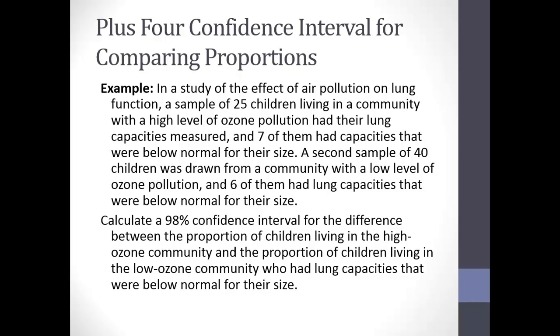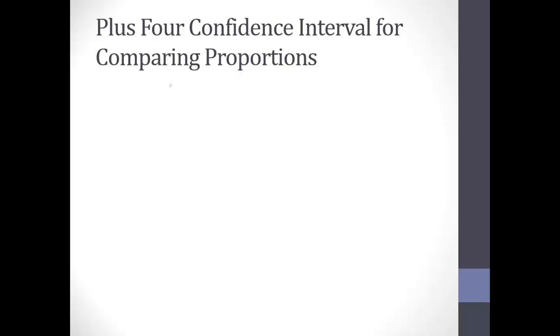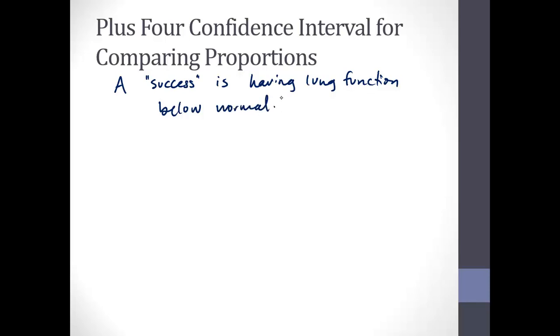And again, we want to construct a 98% confidence interval. We'll throw a different confidence level at you there. We want this confidence interval for the difference between the proportion of children living in the high ozone community and the proportion of children living in the low ozone community, thinking about their lung function. Formally writing this out, a success in this example is not really a success at all. It's having a lung function below normal. So we want to compare our percentages from each of these groups that have below normal lung capabilities.